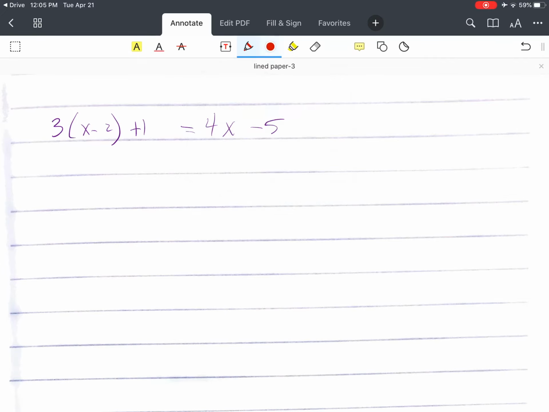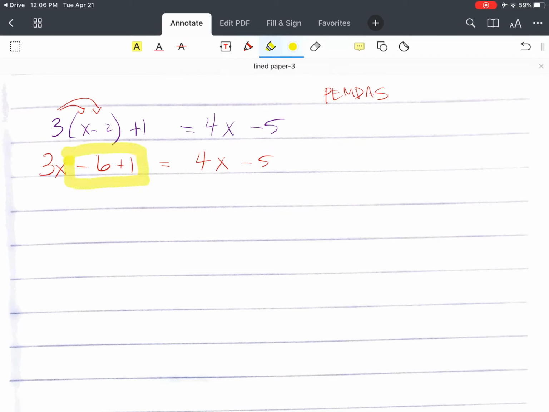You have variables on both sides. If you're trying to solve this, the first thing you should do is follow PEMDAS. Is there anything we can do inside the parentheses? No, you cannot combine the x and the negative 2. Now we look at exponents. We don't have any exponents. So now let's look at multiplication. We're going to distribute the 3 here. 3 times x is 3x. 3 times a negative 2 is negative 6, plus 1 is equal to 4x minus 5.